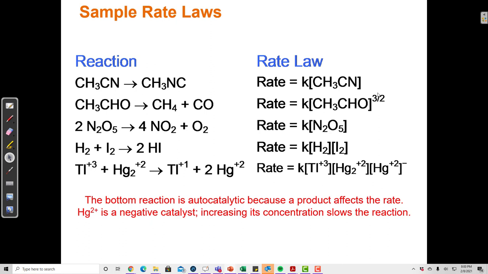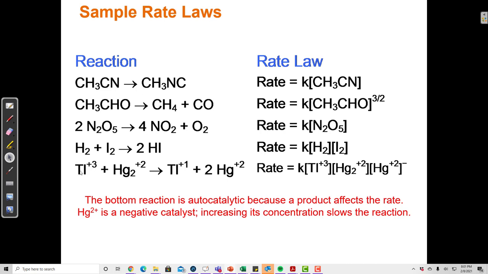They don't have to be equal. Sometimes they happen to be, but it's totally a coincidence. So it's okay if they're not equal, and in fact, a lot of times they will not be equal. Here's another one. I have a stoichiometric coefficient of 2 in front of this reactant, but the order of this reactant in the reaction is 1. 2 and 1, they're not the same. H2 and I2 both happen to be 1 here. That's a coincidence.